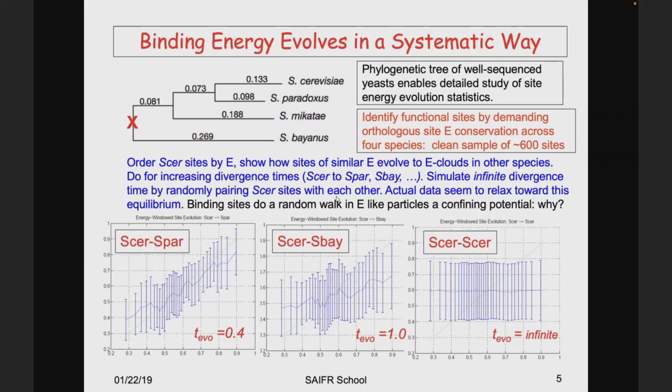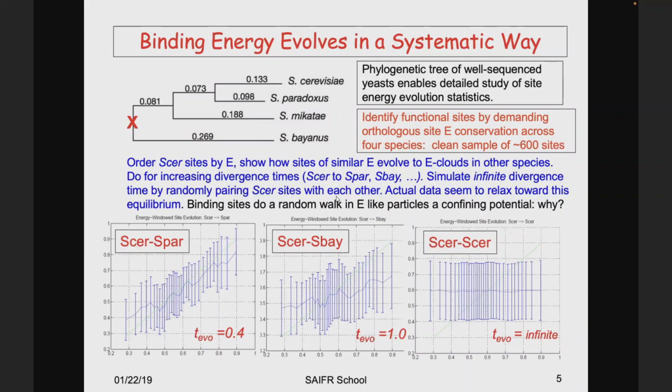Okay, so it looks like the energies of the binding sites do a random walk in energy, and the random walk is in some kind of restrained or restricted region, and the longer you allow them to do the random walk, well, sorry, if you don't let them walk very far in time, then they diffuse a little bit. If you let them walk longer, they diffuse a little bit more. If you let them walk forever, they will distribute themselves randomly over the region within which they continue to carry out their function, all right?